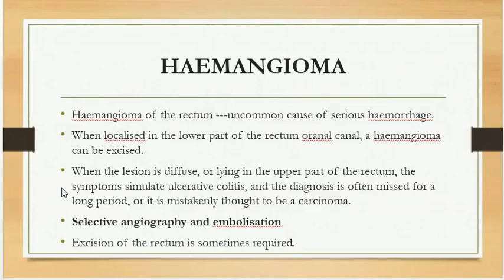So what is the treatment? Selective angiography and embolization is required, which also gives support for diagnosis and treatment. Excision of the rectum is rarely required in these patients. So this is hemangioma of the rectum presenting with bleeding, and one condition we have to give suspicion of malignancy.